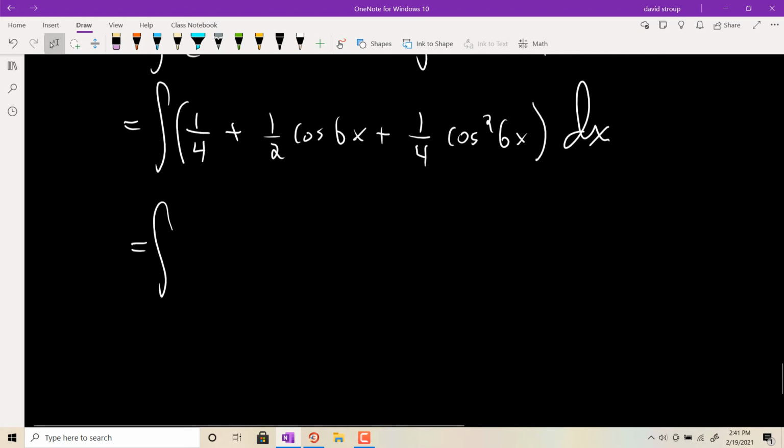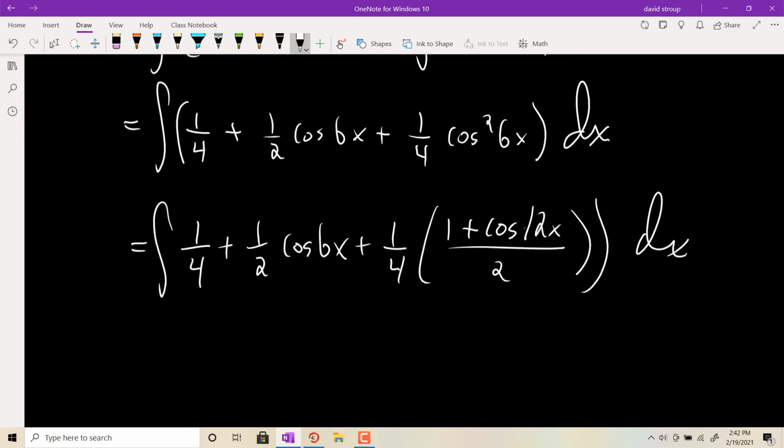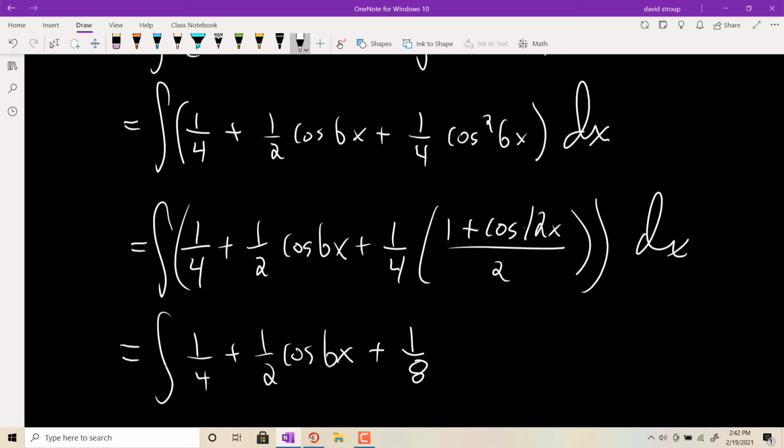Okay, so rewrite this as 1/4 plus 1/2 cosine of 6x plus 1/4. This thing will be 1 plus cosine of 12x all over 2 dx. And that completely reduces the power, right? So power reduction: 1/4 plus 1/2 cosine of 6x plus, that's a 1/8 if you kind of butterfly and then distribute, 1/8 plus 1/8 cosine of 12x.